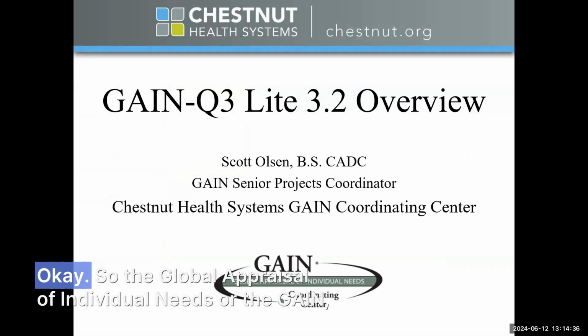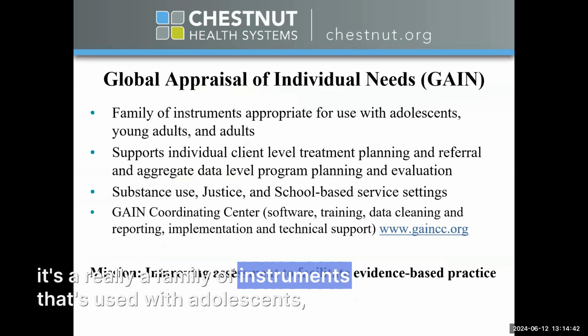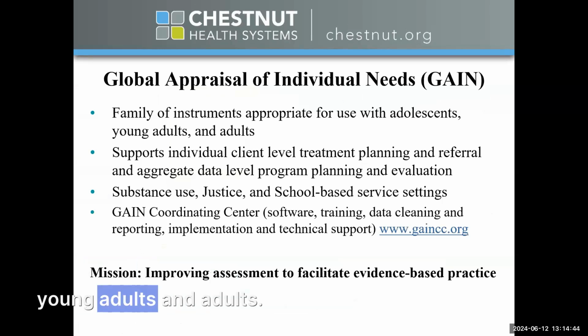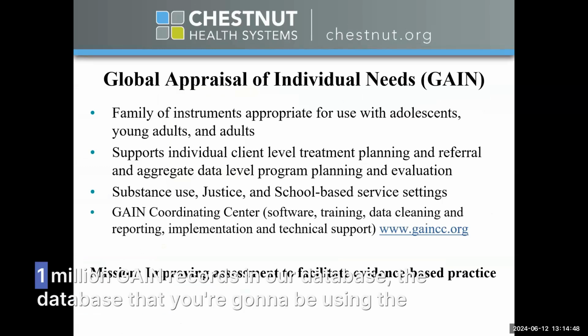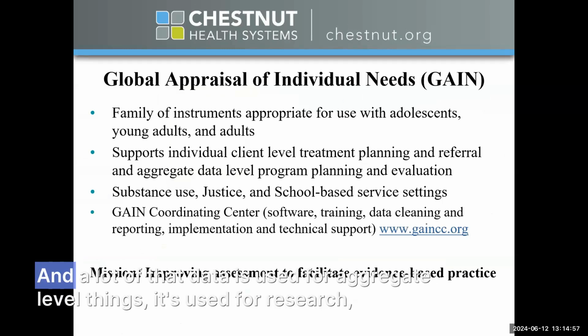Okay. So the Global Appraisal of Individual Needs, or the GAIN, it's really a family of instruments that's used with adolescents, young adults, and adults. So far, there's over 1.1 million GAIN records in our database, the database that you're going to be using, the software. So it's been widely used for decades.